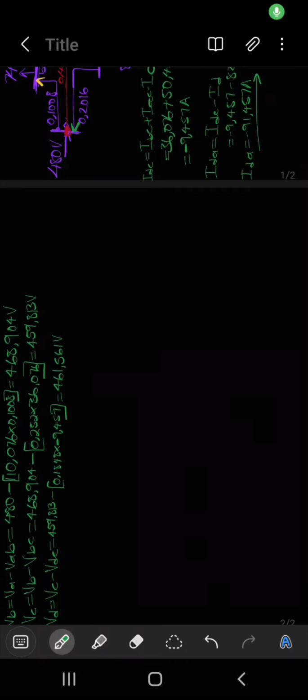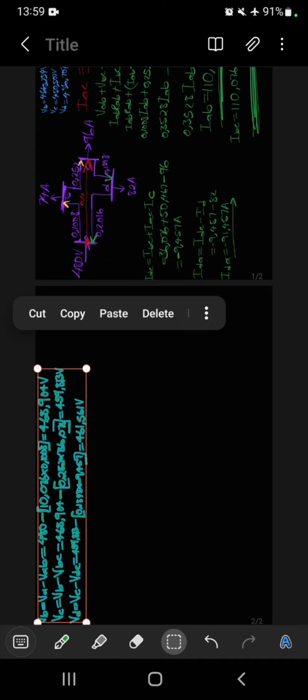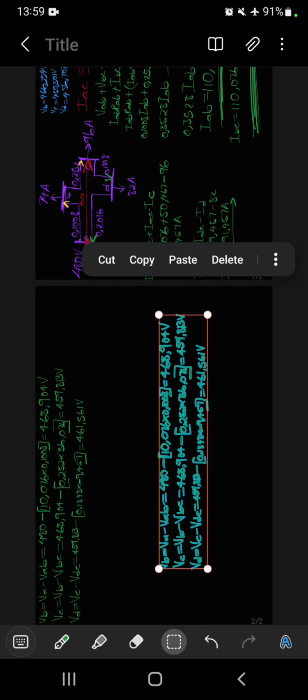Hi guys, I'm back again. So I substituted the values and I got those voltages there. What I'm going to do now is compare the two voltages and show you that the use of an interconnector reduces voltage drops.